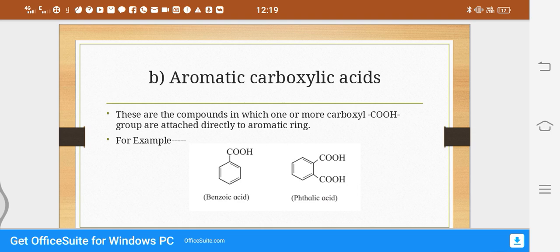In benzoic acid, the functional group is attached to the aromatic ring on one side, and in phthalic acid, a total of 2 carboxylic acid functional groups are attached to the aromatic ring. Here, in benzoic acid, the acid group is present at one position, and in phthalic acid, at the adjacent positions. Thank you.